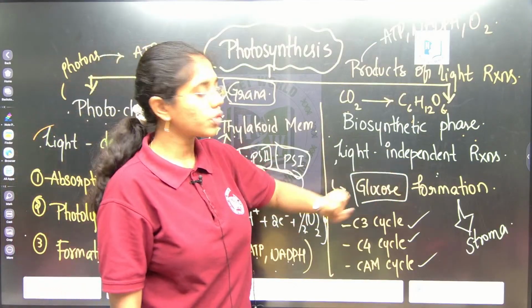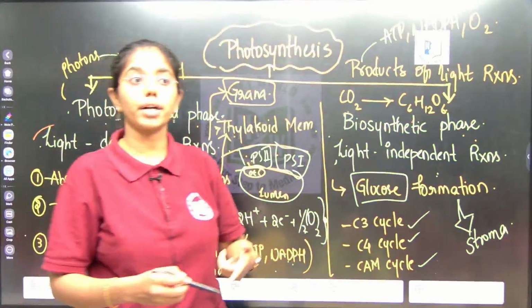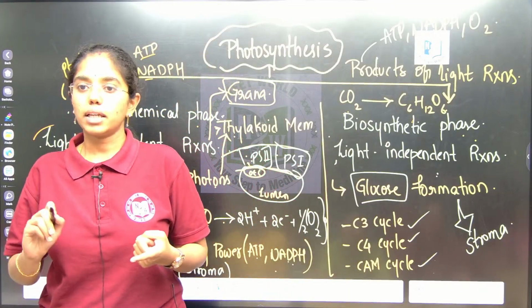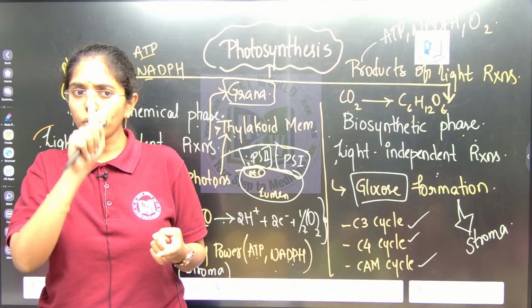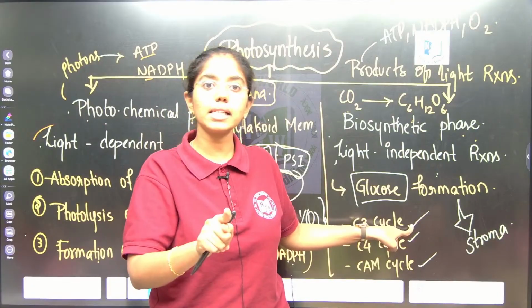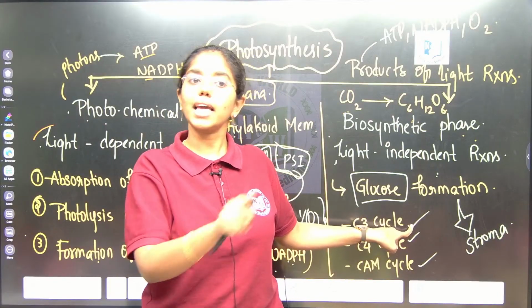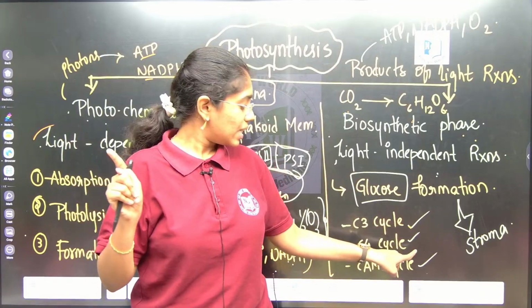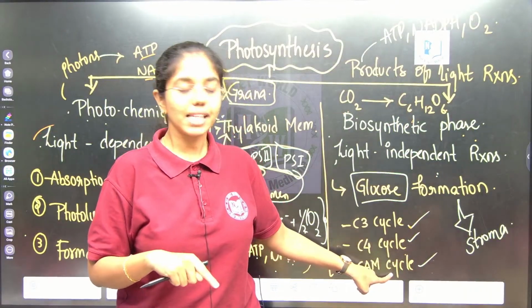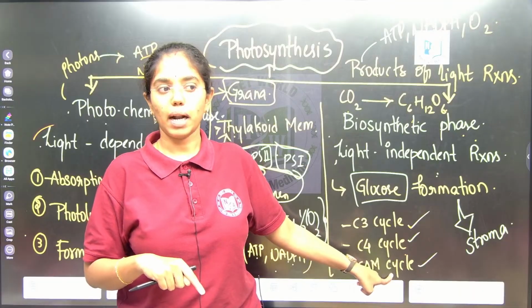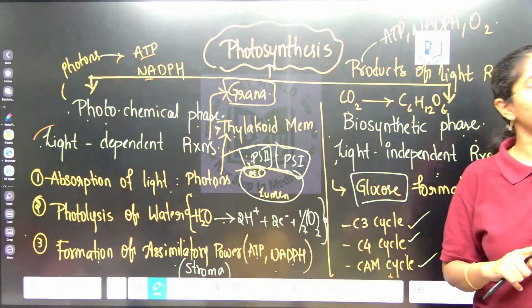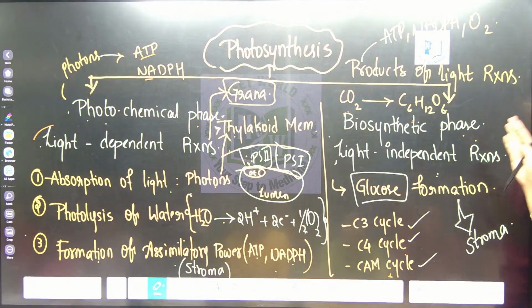And here, for glucose formation, many different cycles operate in different plants. In all plants there is one common cycle that operates, the C3 cycle. Only the C3 cycle, without any other cycles, is present in temperate plants. Along with the C3 cycle, the C4 cycle is present in tropical plants. Along with the C3 cycle, the CAM cycle is present in desert plants. Remember that. And you will also learn about photorespiration, which operates only in C3 plants. This is about the biosynthetic phase.